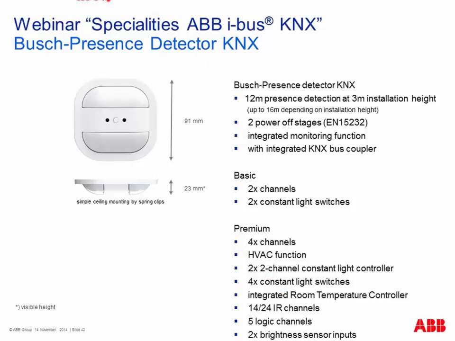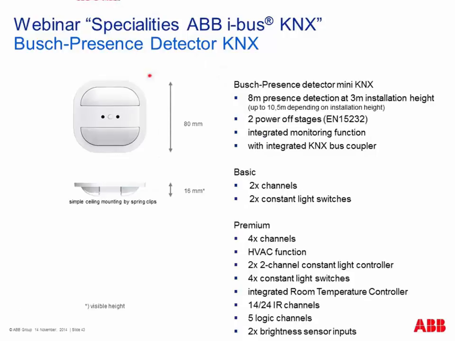And if you go to the mini version, which is the same in principle, but only different in the detection area, means 8-meter presence with 3-meter installation height. But the rest is the same. And so it's a big and nice family of new presence detectors, and available since the beginning of this year, and already very successful, and can only be recommended to our customers to use.